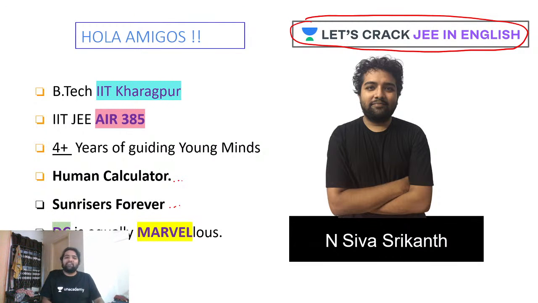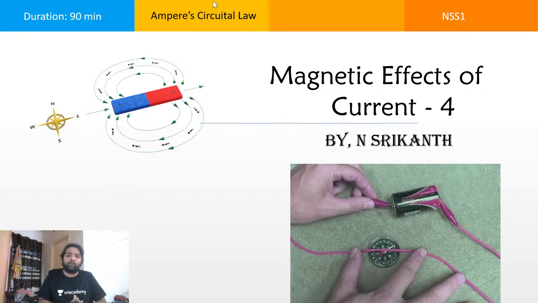Good evening. So this is a channel for you guys who have trouble understanding Hindi, and I'm teaching you in English here. All right. So today we are going to discuss the next episode, which is magnetic effects of current, part 4. We will be discussing a shortcut to Biot-Savart's law, which is Ampere's circuital law.